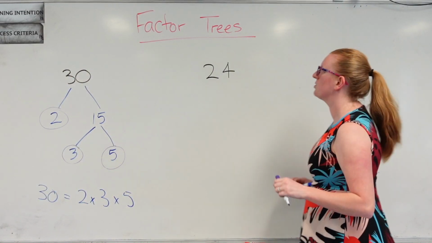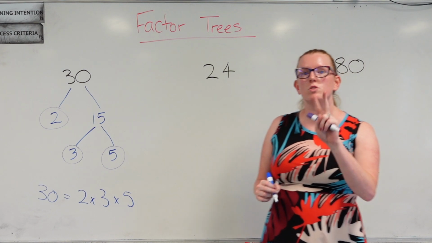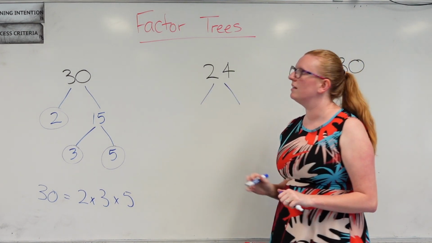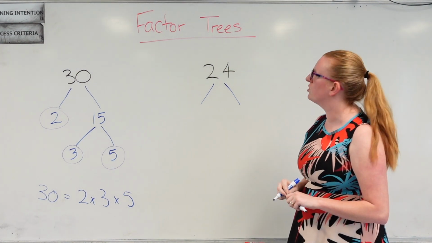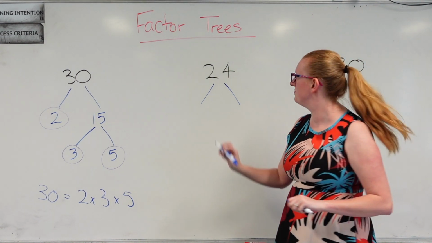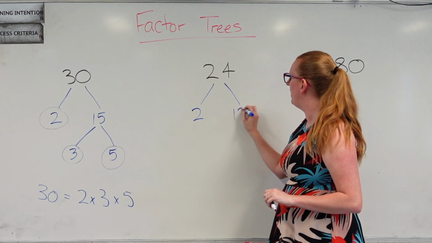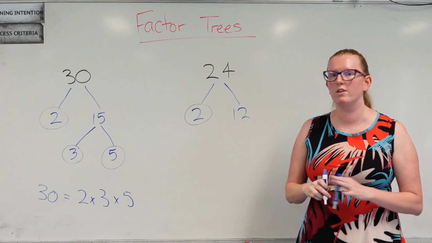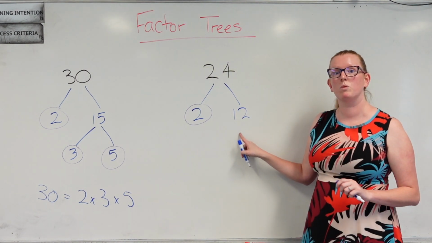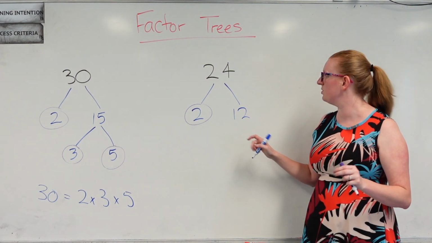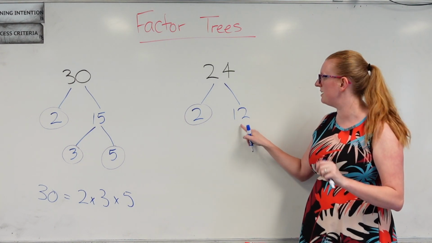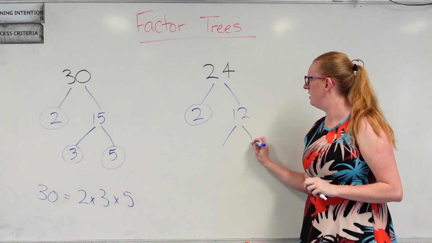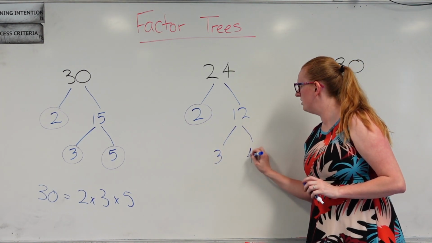Awesome, let's have a go at the number 24. So again, I'm going to choose two numbers that multiply together to give me 24. Let's go 2 and 12. So the number 2 and the number 12. 2 is prime, so I can't go any further, whereas 12 isn't prime, 12 is composite. So I'm going to split that into two other numbers that multiply together to give me 12. So I might go 3 and 4. So 3 times 4. Awesome.